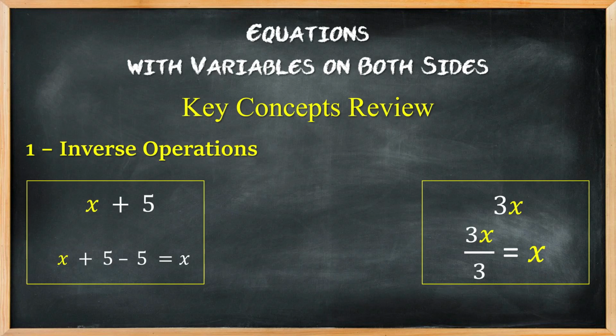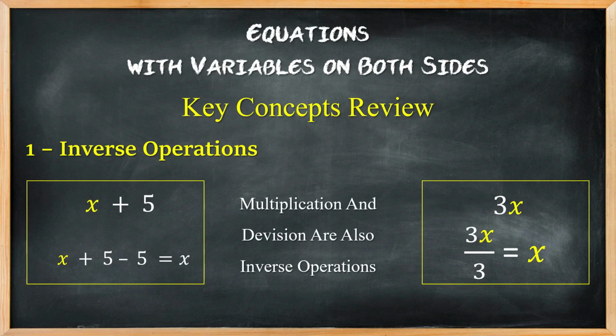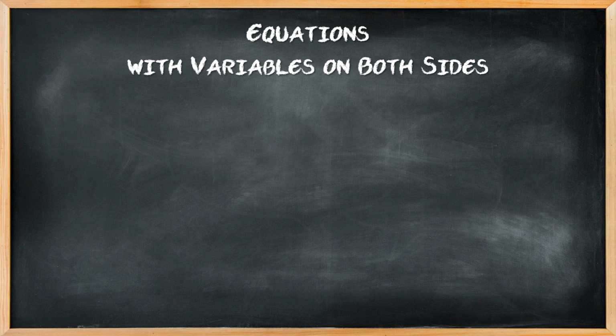Addition and subtraction are inverse operations. Similarly, if we have 3x, we can undo the multiplication by dividing by 3. Multiplication and division are also inverse operations. Now let's review the second key concept, combining like terms.